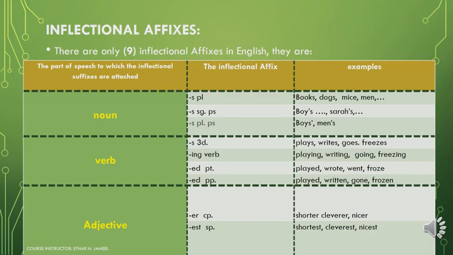So please pay attention to the written symbols. I would not say comparison or superlative as a full form. I would write the S plural possessive, as singular possessive, as third, etc. in their short form. So you have to memorize the symbol for each inflectional affix.